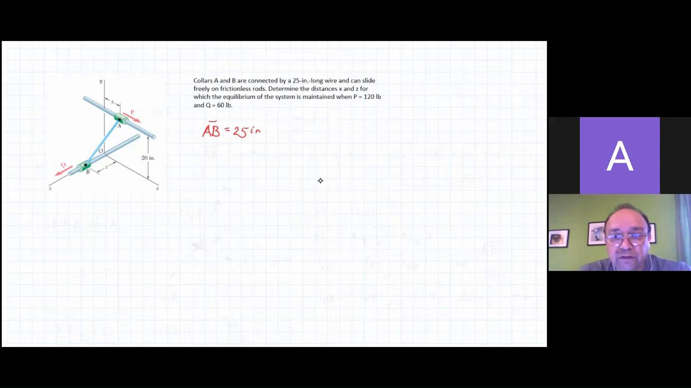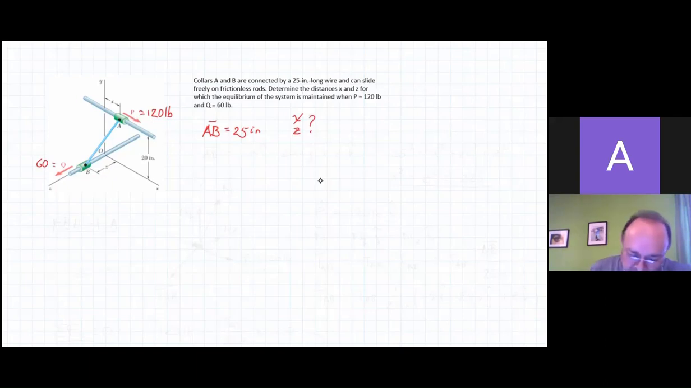Frictionless rods means that there will be a reaction on the collars perpendicular to the rod, perpendicular to the z-axis on collar B and the x-axis on collar A. Determine the distances x and z. So the question is x and z, for which the equilibrium of the system is maintained when P equals 120 pounds and Q equals 60 pounds. All right.